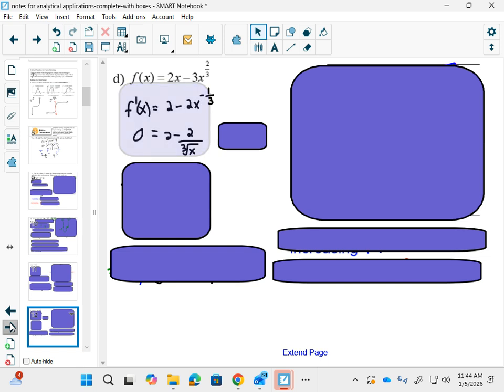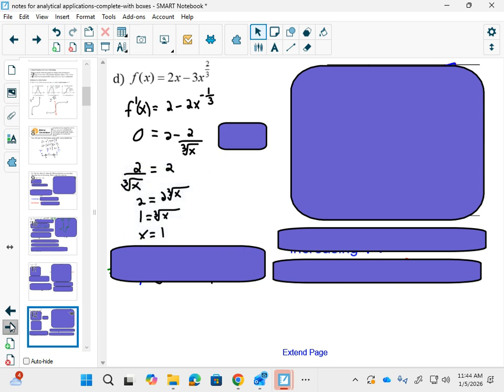So let's set this up. Let's find our derivative. Okay? Let's set it equal to 0 and solve. We get x equals 1 as a critical point. We also notice there's a non-permissible value in our derivative. x can't equal 0. Those are both critical points.